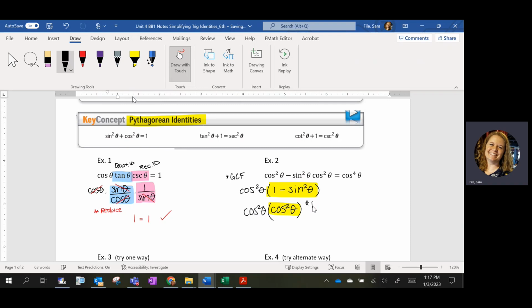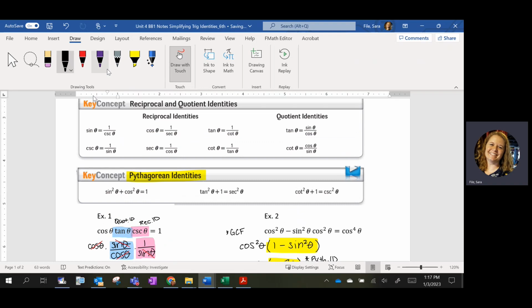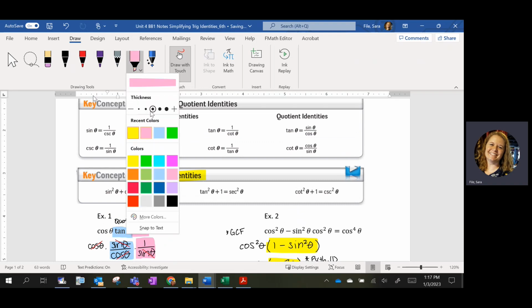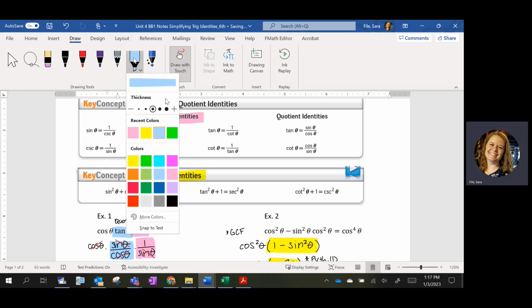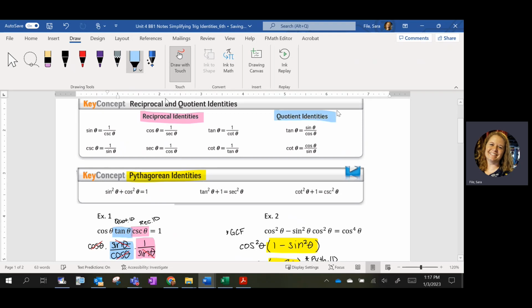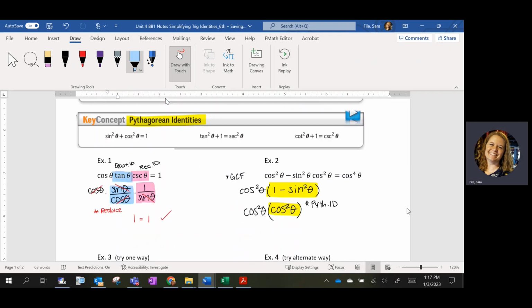This right here that I'm doing is a Pythagorean identity. I'm going to go ahead and color code up here. I'll use the same colors for all of the notes. I'll do all of the reciprocal identities in pink, Pythagorean in yellow, and I'll do all the quotient identities in blue. So we can keep them straight.